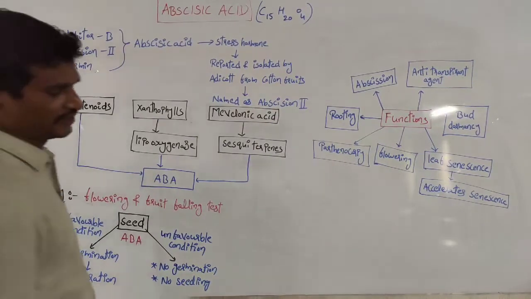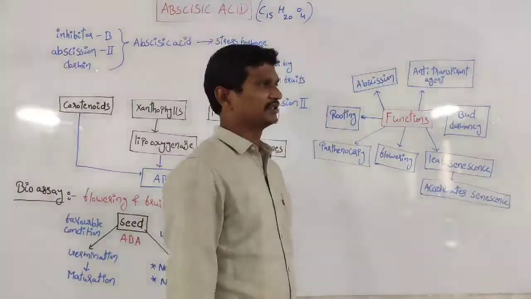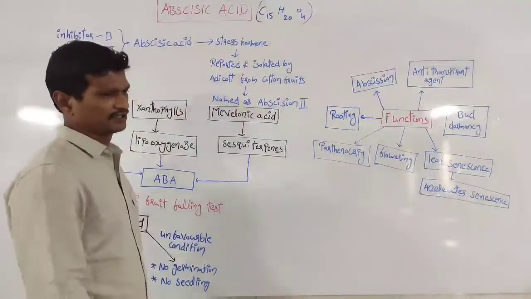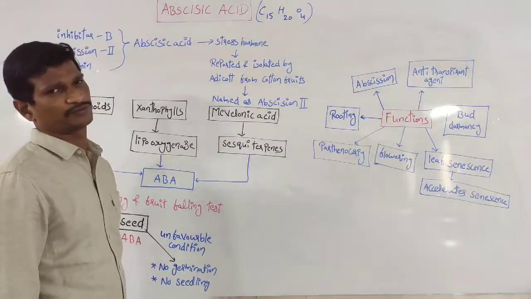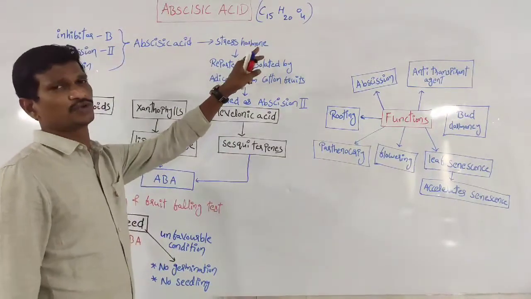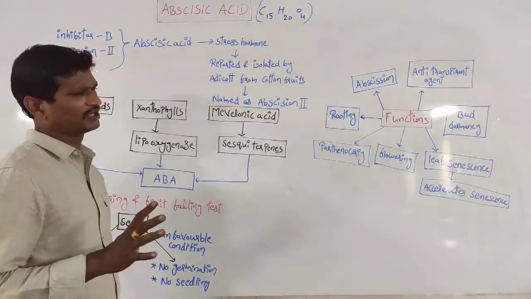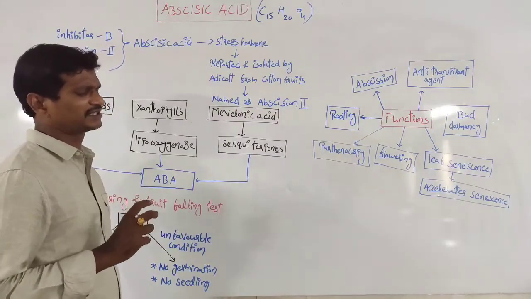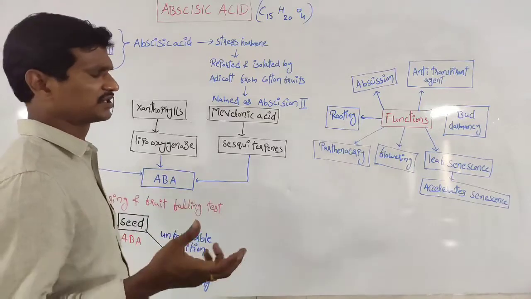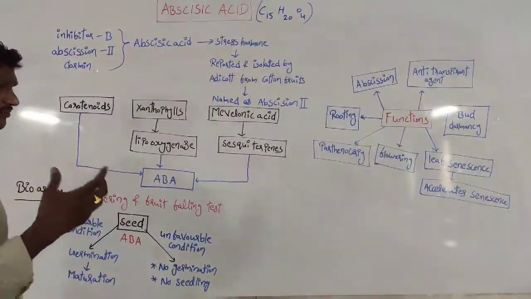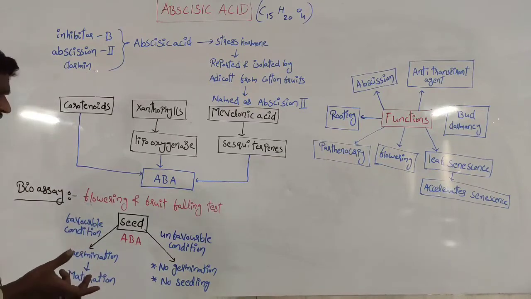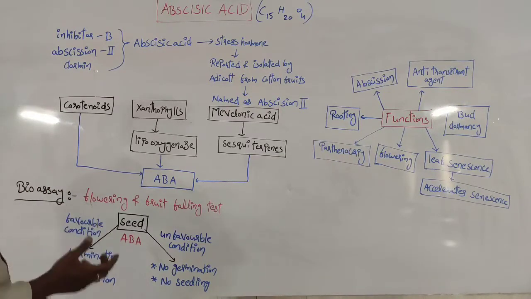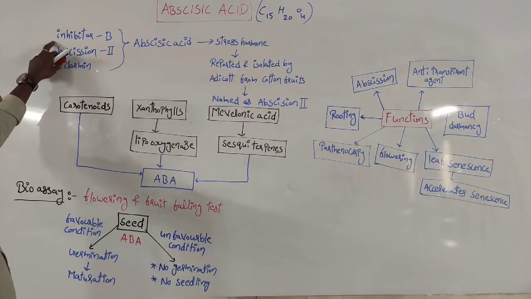Coming to the last phytohormone, abscisic acid. See, the formula of abscisic acid is C15H20O4, right? That is the formula for abscisic acid, sometimes asked in bits also. See, the very first name of abscisic acid, in the history, was inhibitor B. First of all, this one is called inhibitor B.